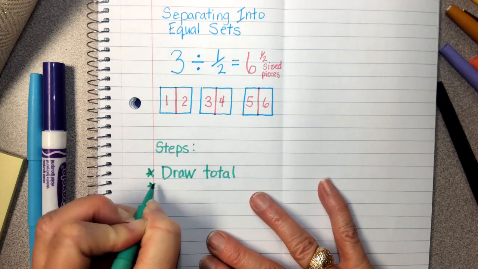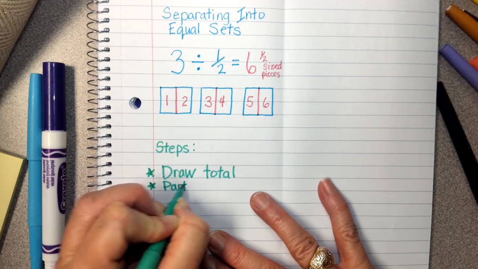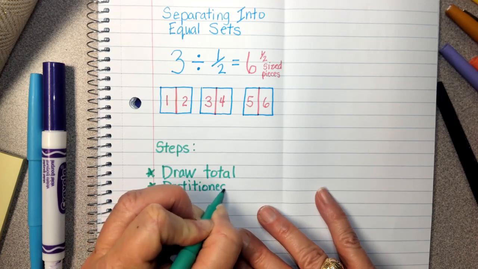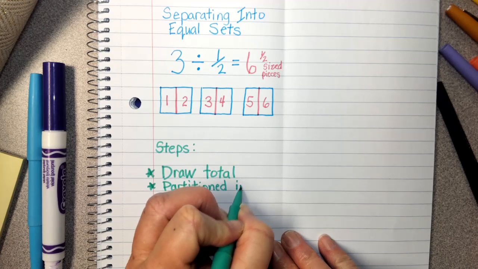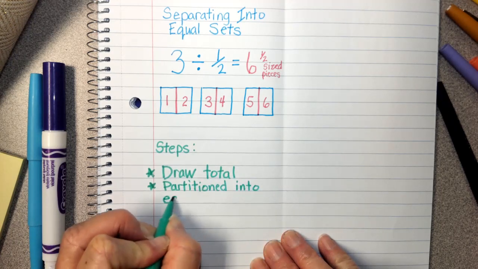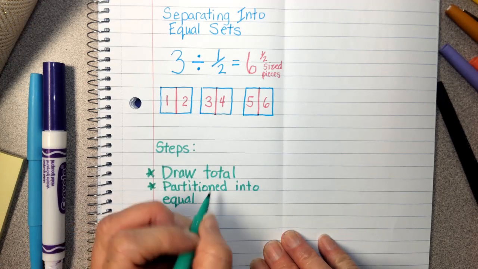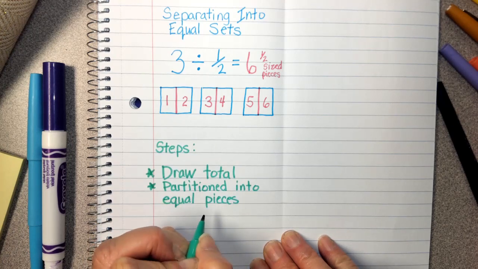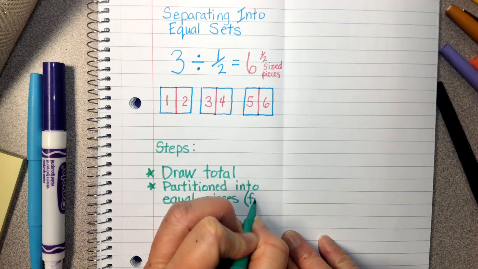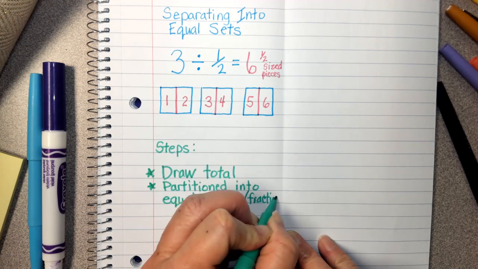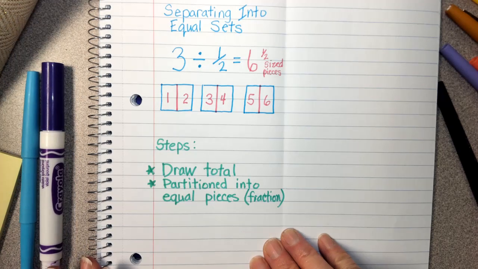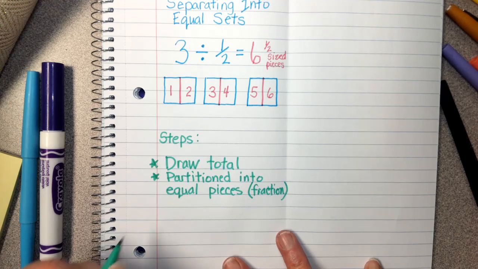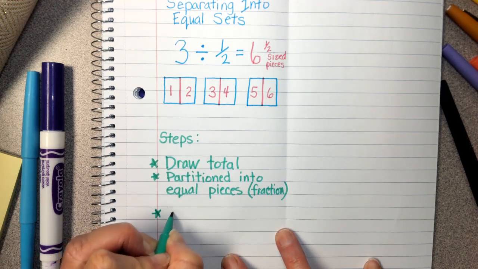The next thing that we did is we partitioned, or we cut, and I like to use that word partition because you may see that word again. We partitioned into equal pieces. And that's cutting it into those fractional pieces. Remember, when we cut, they need to be equal in size. And then the last thing that we did is we just count the pieces.